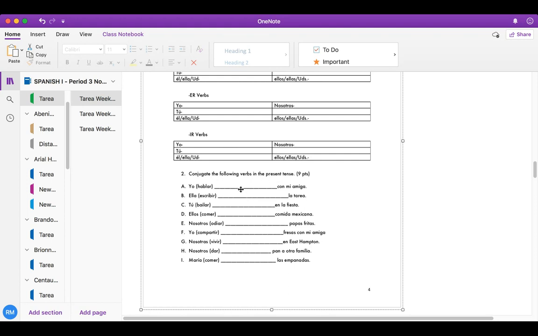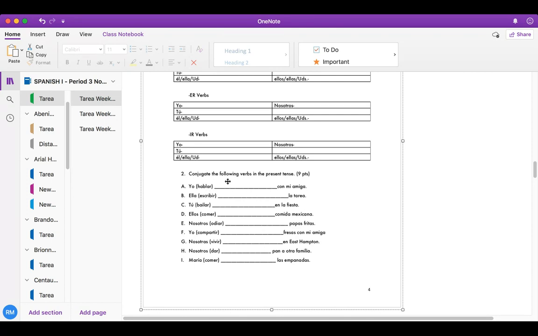All right. So for each one of these, I have to figure out, is it an AR verb, an ER verb, or an IR verb? Then I have to take off that AR, ER, or IR, and then I have to go back to my chart up here and add the correct ending. So let's start with the first one.